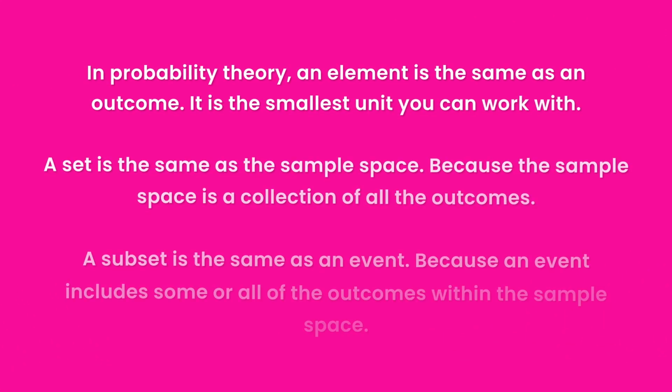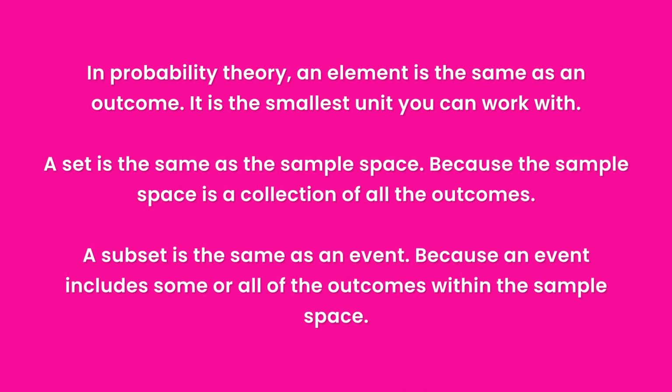In probability theory, an element is the same as an outcome. It is the smallest unit you can work with. A set is the same as the sample space, because the sample space is a collection of all the outcomes. A subset is the same as an event, because an event includes some or all of the outcomes within the sample space.